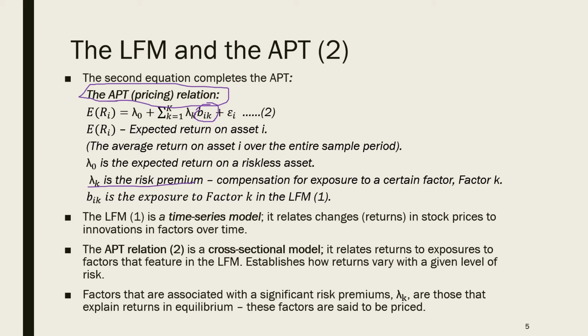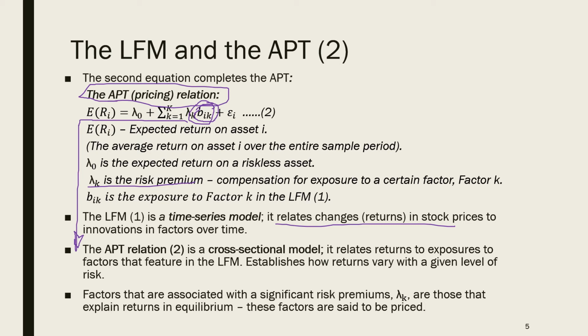So the linear factor model, model 1, is a time series model. In summary, it relates changes in returns in stock prices to innovations in factors over time. Whereas the arbitrage pricing theory is a cross-sectional model. It relates returns to exposures to factors that feature in the linear factor model. It establishes how returns vary with a given level of risk, where the betas, the exposures to variables in our multi-factor model, are the so-called measures of systematic risk for each asset in our sample.